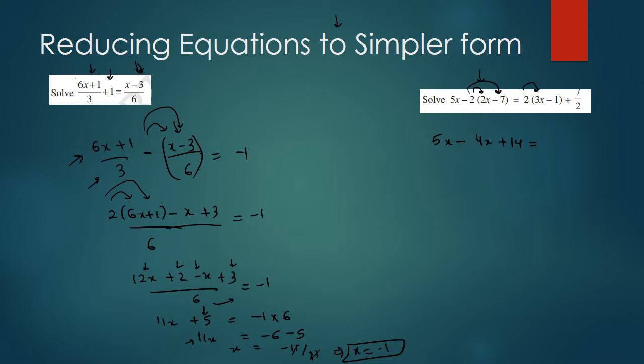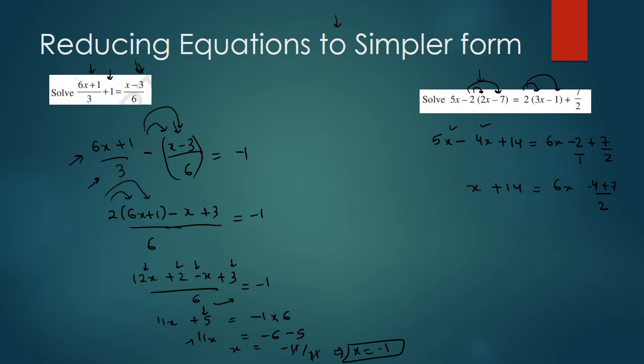Okay, now here you have 5x minus, distribute, 2 2s are 4x, minus minus plus 7 2s are 14, 2 3s are 6x, minus 2 1s are 2, plus 7 by 2. Okay, now 5 minus 4 is 1x plus 14, 6x. Now take LCM of these like terms. So 2 2s are 4, 7 1s are 7.